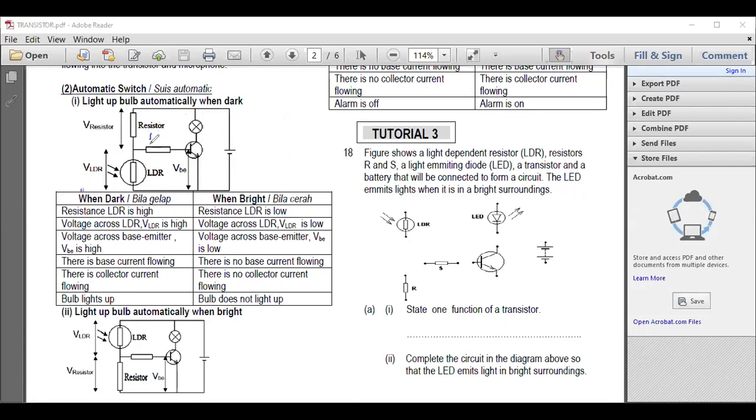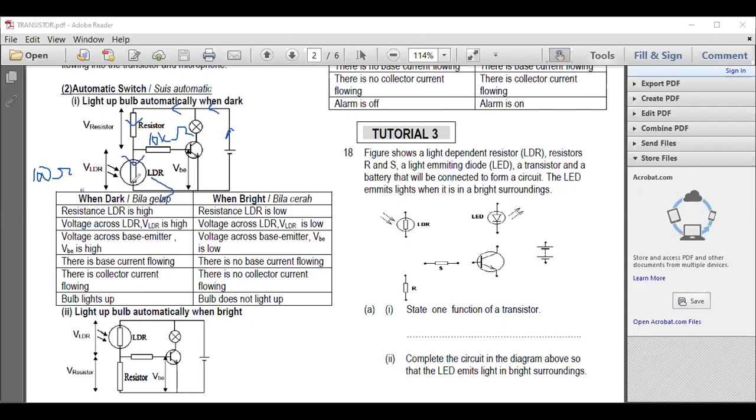let's say this one is 10 kilo ohm. When bright, what happened? The resistance of the LDR will drop. Let's say the resistance becomes 100 ohm because it's bright. The current will come here, go here, go here. Coming to here, the current can split into 2, but this is 10 kilo ohm, this is only 100 ohm. So the majority of the current will flow down here.